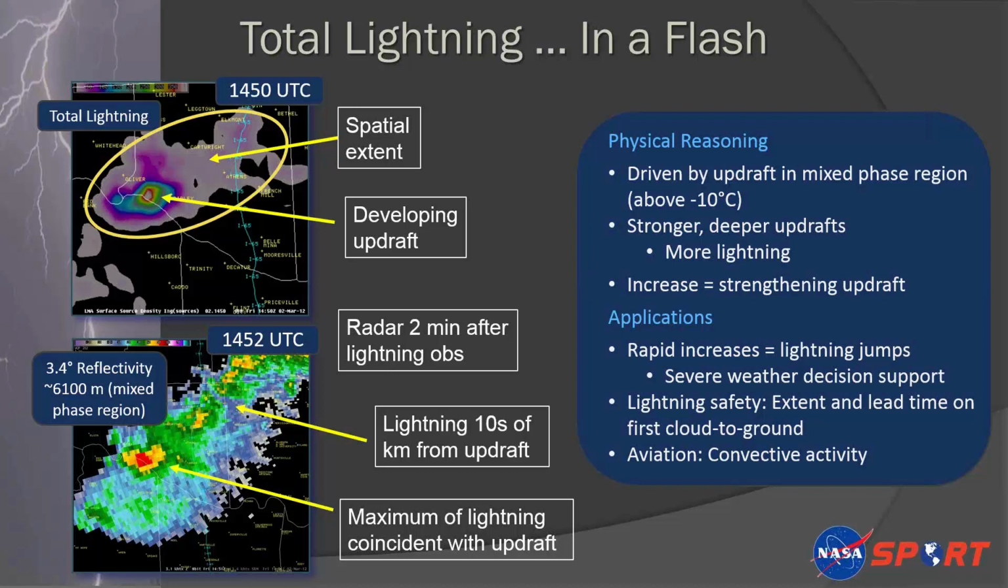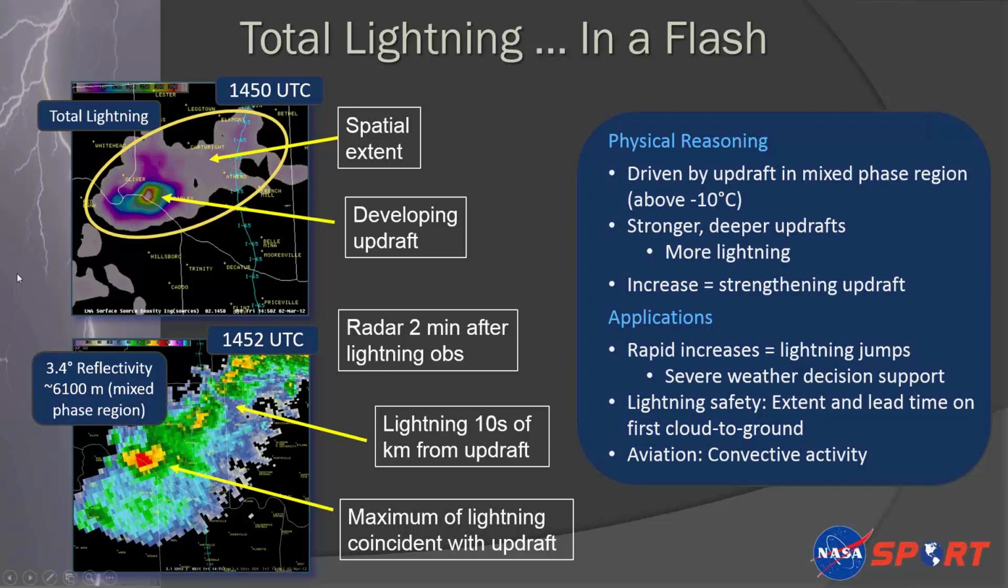So in a way, watching the intensity of the total lightning in a given thunderstorm gives us an idea of what's happening to the updraft strength in that thunderstorm. If we see an increase, that tells us the updraft is strengthening, increasing its intensity. An extreme example is a lightning jump, where you have a very rapid increase in lightning activity in a short period of time, and we can use that as an indicator for potential severe weather.